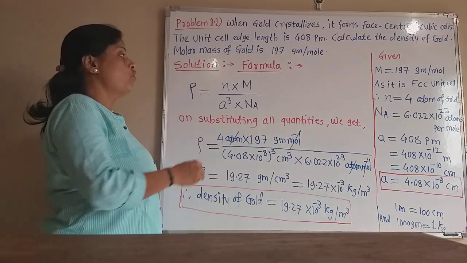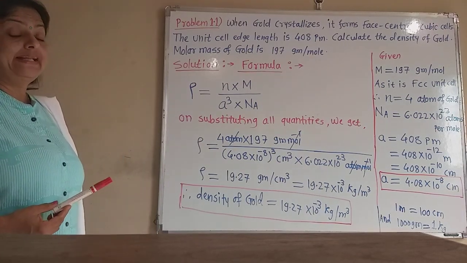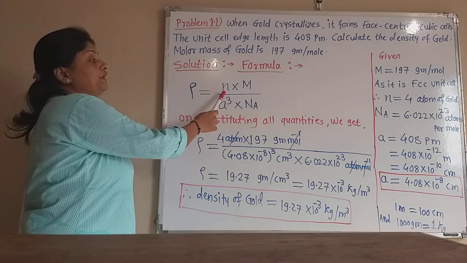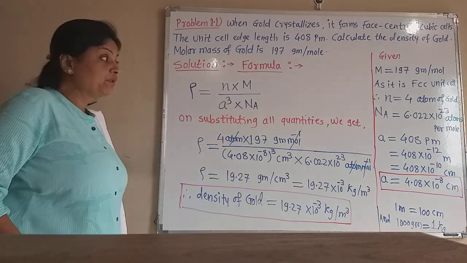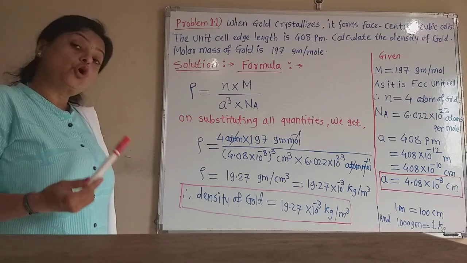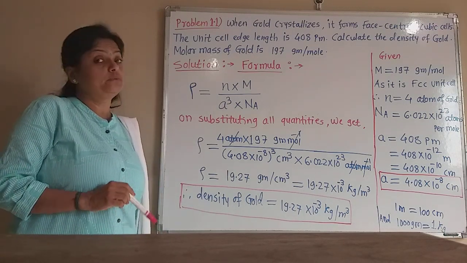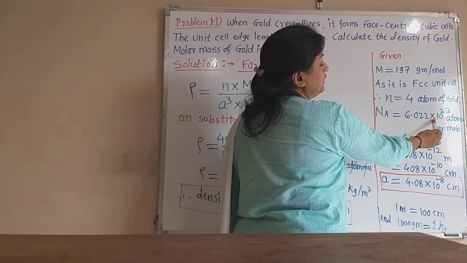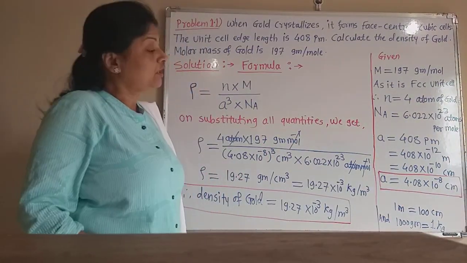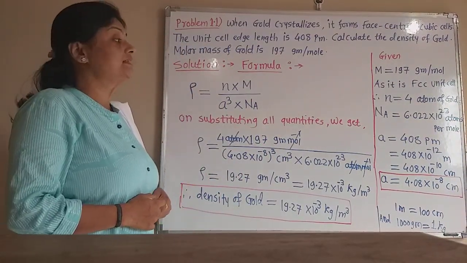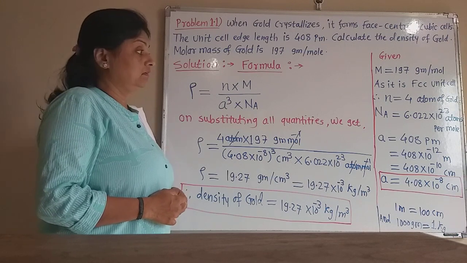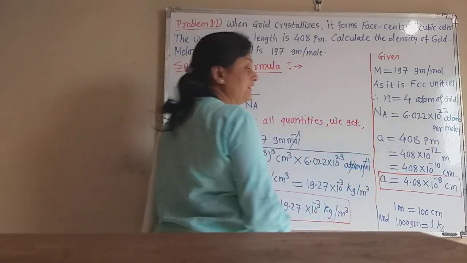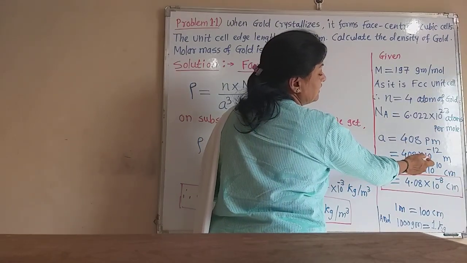Again, in the formula of the density of the unit cell, we know that there is the Avogadro number, because rho is equal to n into M divided by a cube into Na. Though the Avogadro number is not given, we know its value, that is Na is equal to 6.022 into 10 raised to 23 atoms per mole. Again they have given us the edge length.